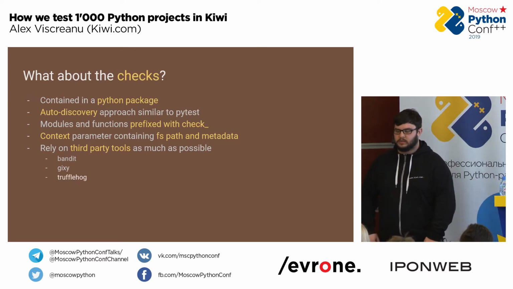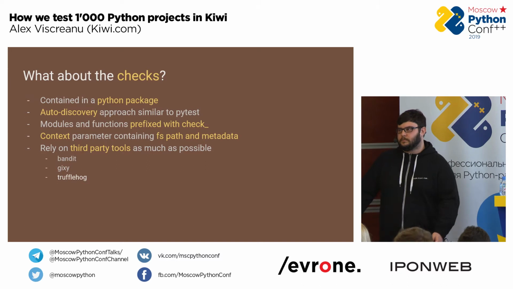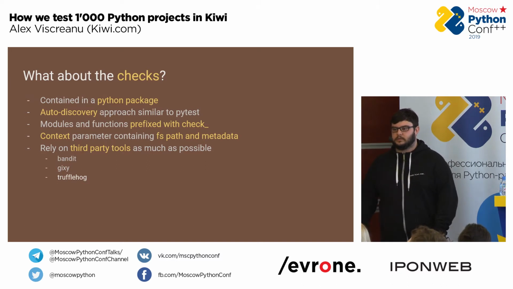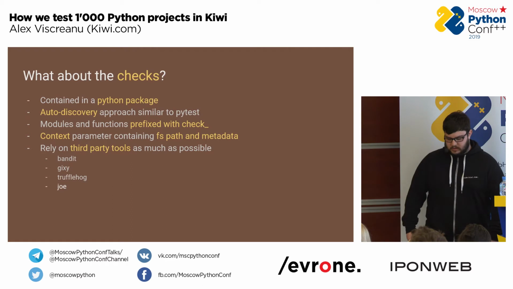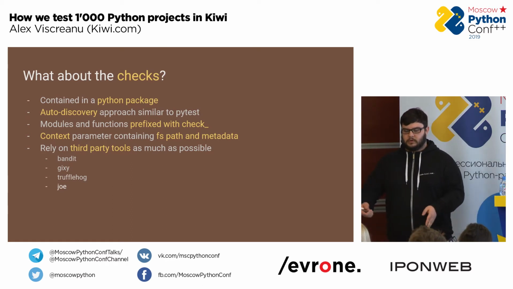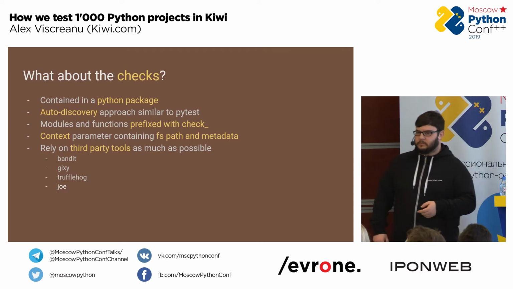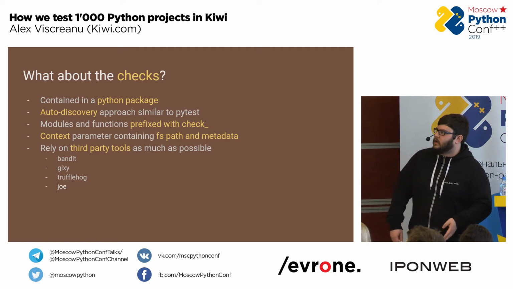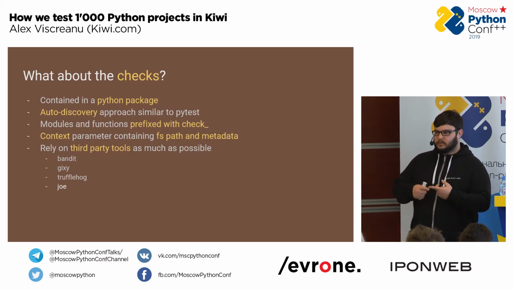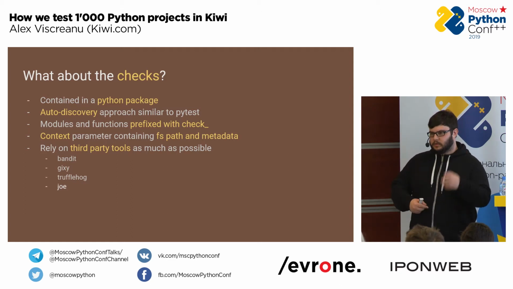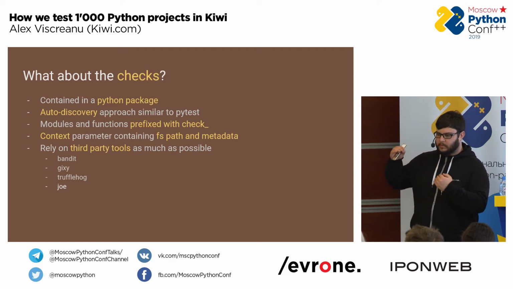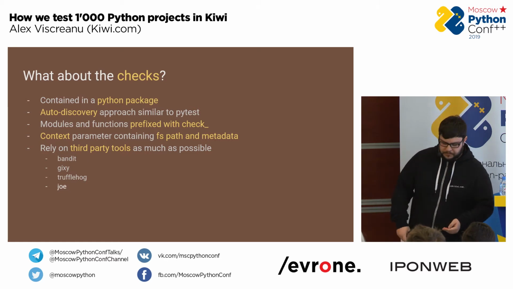Trufflehog for scanning for high entropy strings, which usually are secrets that shouldn't be committed to the repository. And even Joe, which, I don't know if you know it, is just a small tool for generating gitignore files. Not everyone uses a generated gitignore, so they just add stuff as they come up with it. So sometimes some things that shouldn't be committed are there. So for every repository, we run Joe based on the languages they have, and we submit a patch with all the new gitignore file that you should be using.